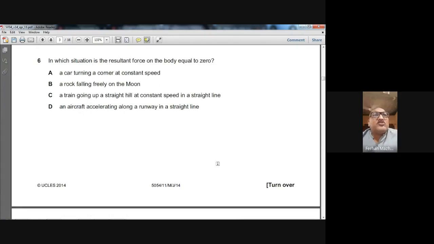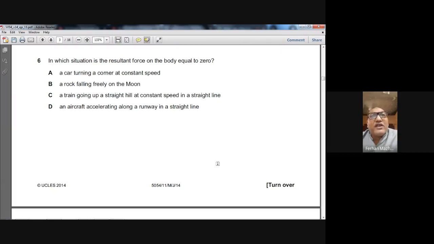So the next question on your screen: in which situation is the resultant force on the body equal to zero? The resultant force on the body will be equal to zero if all the forces are balanced. A car turning a corner at a constant speed: whenever you turn a corner, you have a resultant force which is towards the center of the circle.